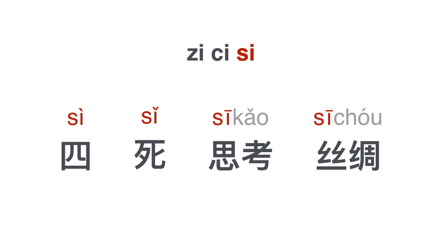And here are some examples. The number 4 is 四. The word for death is 死. And the word for thinking or thought is 思考. And the word for silk is 丝绸.